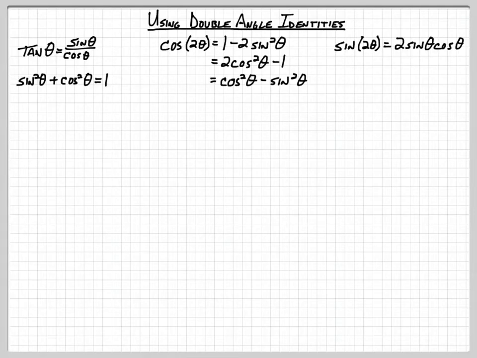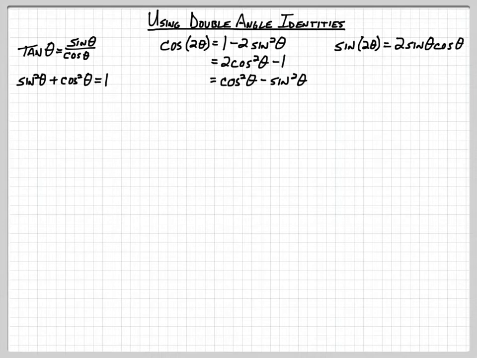Hey everybody, in this video we're going to talk about using double angle identities. So we've already gone through the process of finding the double angle identities for cosine. We've got those in the middle of the screen here, and for sine on the right. And then we also have our basic identities for tangent equaling sine over cosine and the Pythagorean identity of sine squared plus cosine squared equaling 1.